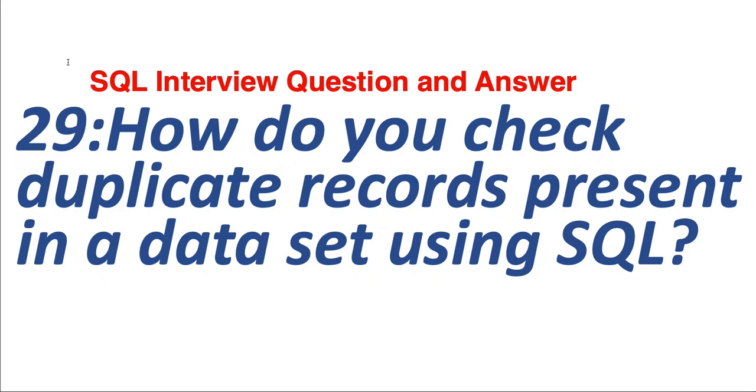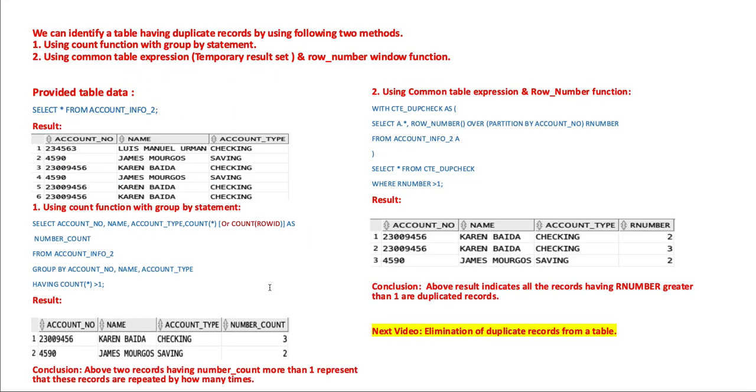Question number 29. How do you check duplicate records present in a dataset using SQL? This question is asking about, suppose you have been given a dataset table, how can you identify whether this table contains duplicated records or not? We are talking here mainly about Oracle SQL.